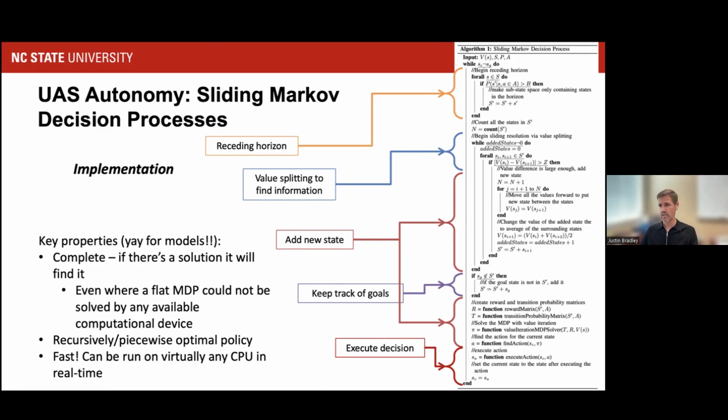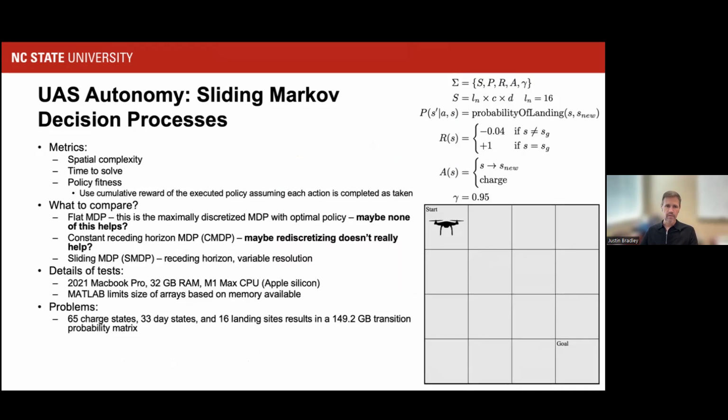So it gives you that piecewise optimal policy, not globally optimal, but close in our testing. And it's fast because I can shrink and grow the problem within the computational resources that I have available. I can run it on virtually any CPU in real time. So really quickly here, I want to mention a couple of nice results. The problem of interest is a toy problem where I'm trying to move this drone to this goal. And what I'm going to compare against is a flat MDP, which is the maximally discretized MDP that I can solve still in one shot. State space hasn't exploded too much, but it gives me a good baseline for optimality.